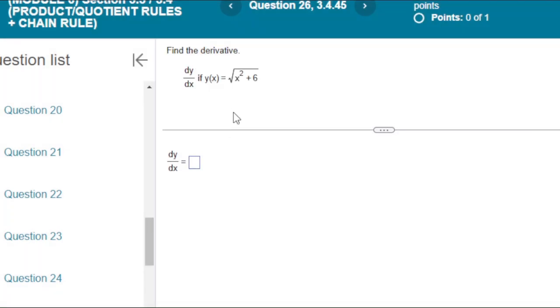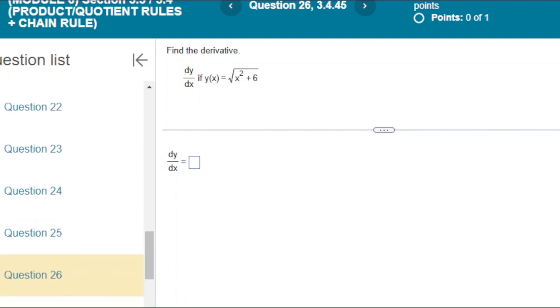Okay, and you do the exact same thing on this one. So you're going to do 1/2 times (x squared plus 6) to the -1/2. Now your derivative out in the back is going to be 2x. So the 1/2 and the 2 are going to cancel, but you're still going to have an x. Okay, I'll let you do that one.